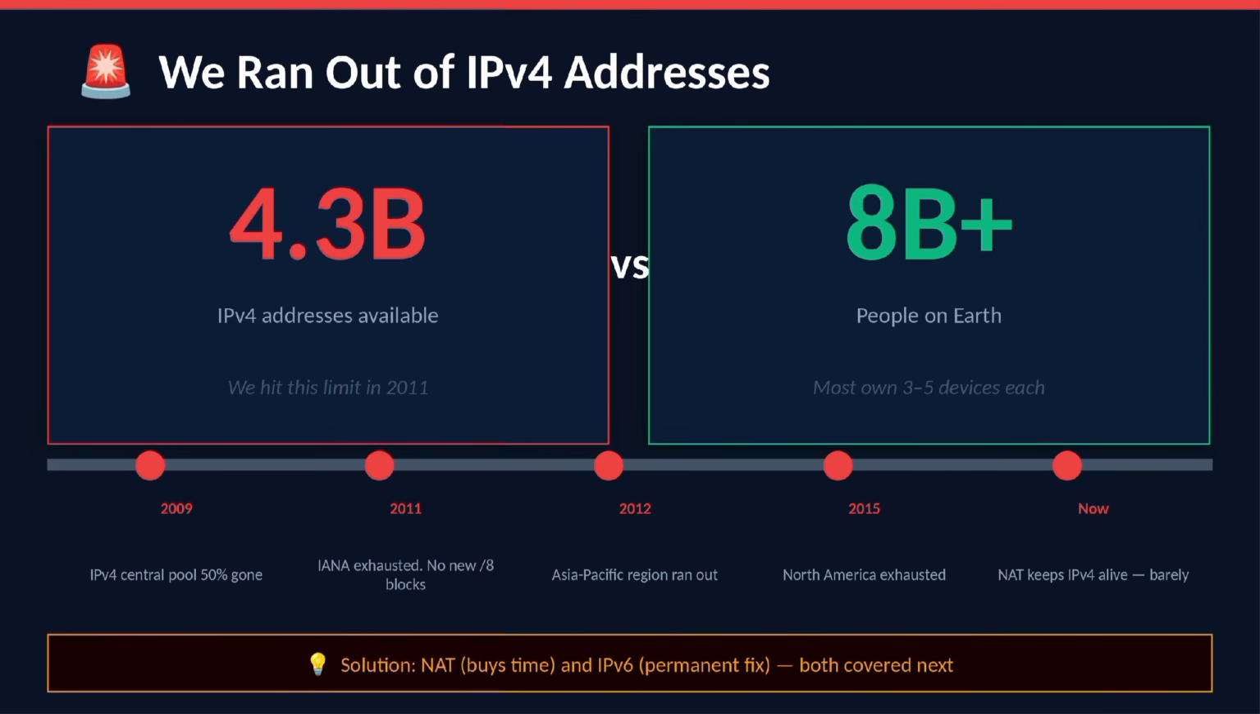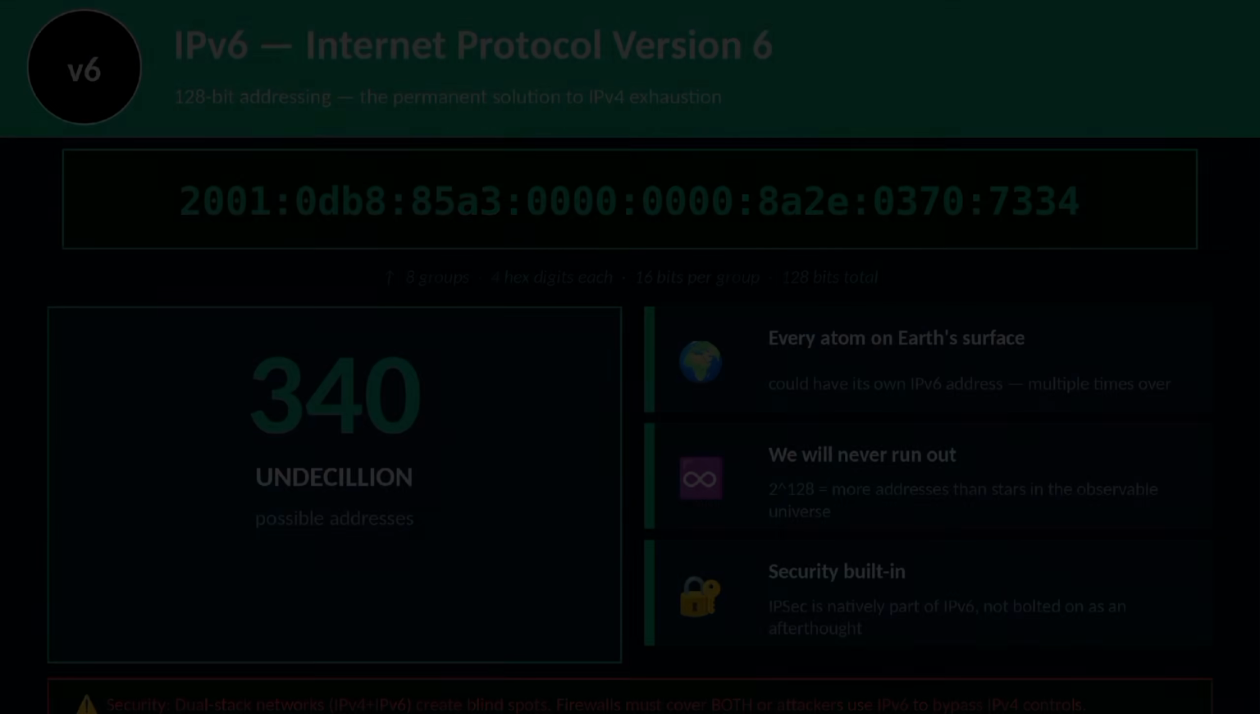But here's the problem. There are over 8 billion people on Earth, and most people own multiple devices. We literally ran out of IPv4 addresses. This happened around 2011. We've been stretching IPv4's life with tricks like NAT, or Network Address Translation. But the problem remains. IPv4 just isn't enough anymore.